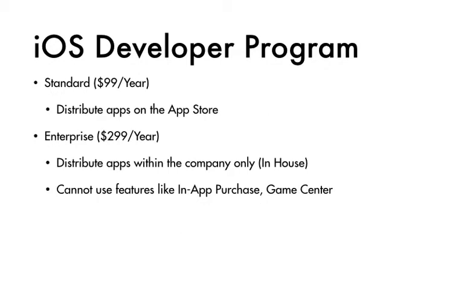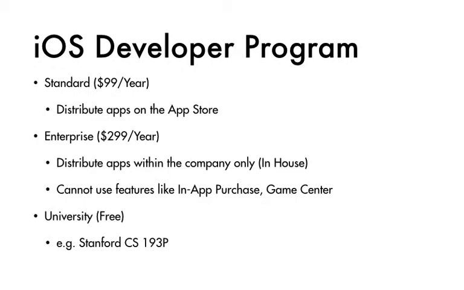And the last one is the university program. It's for students in the university. Very famous is the Stanford CS193P program. You can download the course in iTunes U. It provides a university account, but you cannot distribute to the App Store. So we have two accounts. First one is the enterprise account.